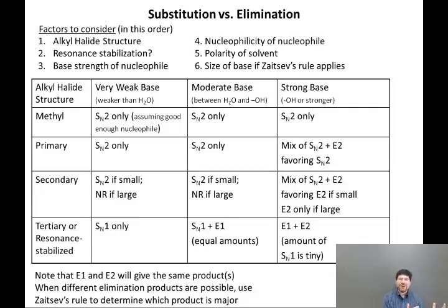However, when different elimination products are possible, the rule that you have to use to determine which elimination product will be the major product is Zaitsev's rule. So you have to look at the size of the base. That's why that's factor number 6 at the top of this. If it's a big base, you'll get the anti-Zaitsev product. If it's a small base, you'll get the Zaitsev product. So it doesn't matter if it goes E1 or E2. What matters is the size of the base and whether you're going to get the Zaitsev or the anti-Zaitsev product.